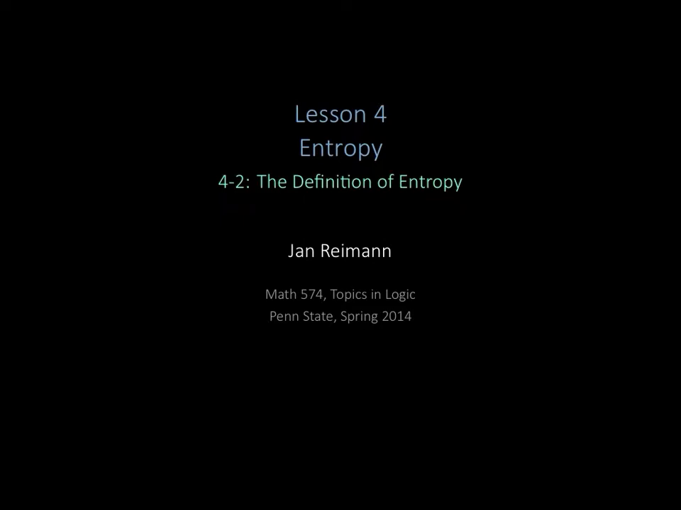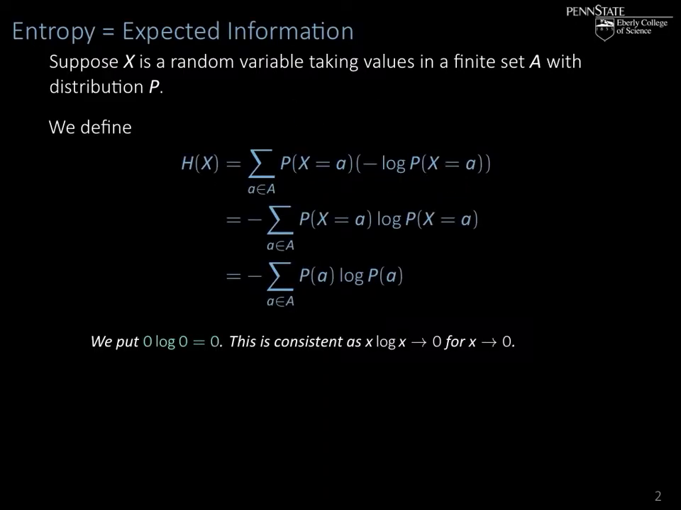In this lecture now, we want to finally look at the definition of entropy as it was introduced by Shannon in the context of information theory. So suppose we have a random variable X that takes values in a finite set A, so our usual setting, and the distribution of this random variable we denote by p.